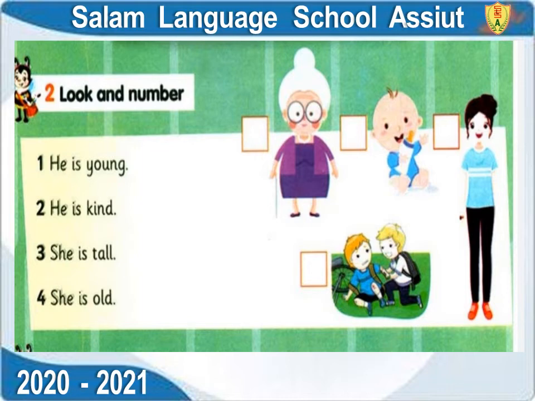Look at the number. Number 1: He is young. هنحط number 1 على البيتشر بتاعت البيبي. Number 2: He is kind. هنحط number 2 على صورة الولد اللي بيساعد صديقه. Number 3: She is tall. هنحط number 3 على البنت الطويلة. Number 4: She is old. هنحط number 4 على الست الكبيرة.